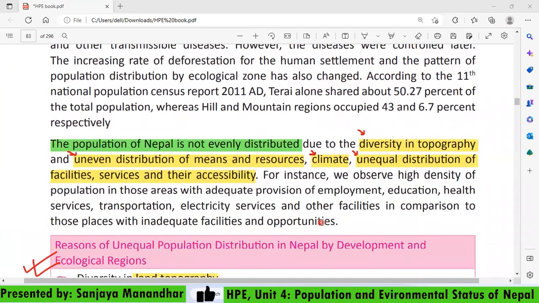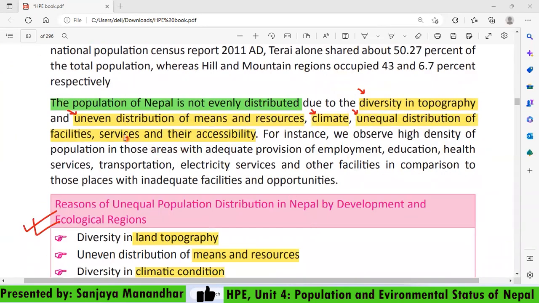Okay, now here I have highlighted the important points. The population of Nepal is not evenly distributed. Give the reasons. This is the frequently asked question. So many times it is asked. In Nepal, population is not distributed evenly in all the ecological regions. Why? Give any four reasons. Give any five reasons. You may be asked this.